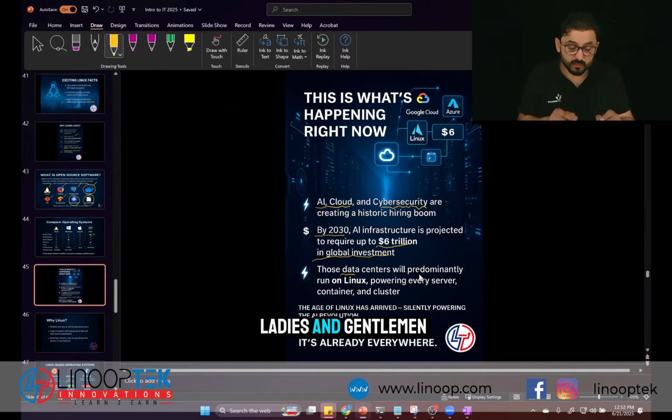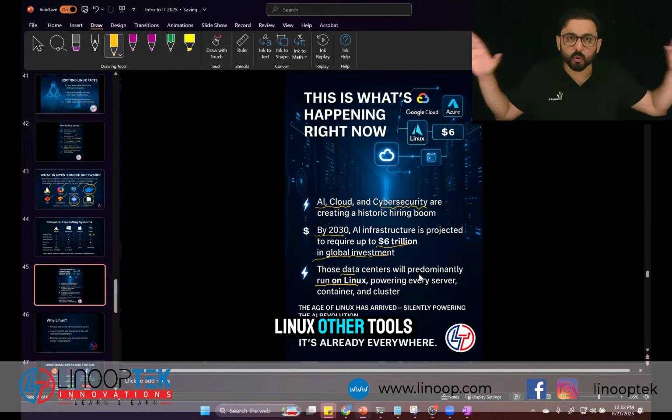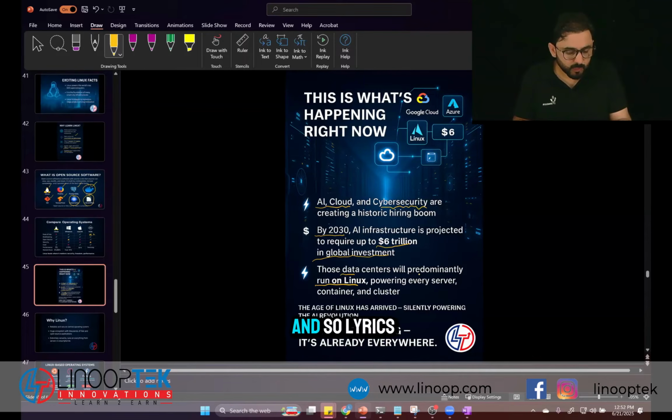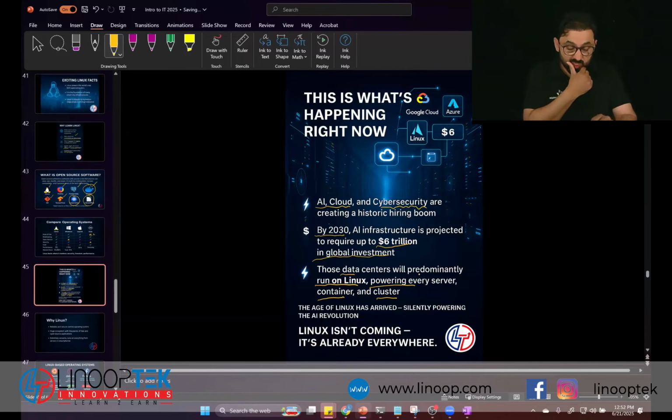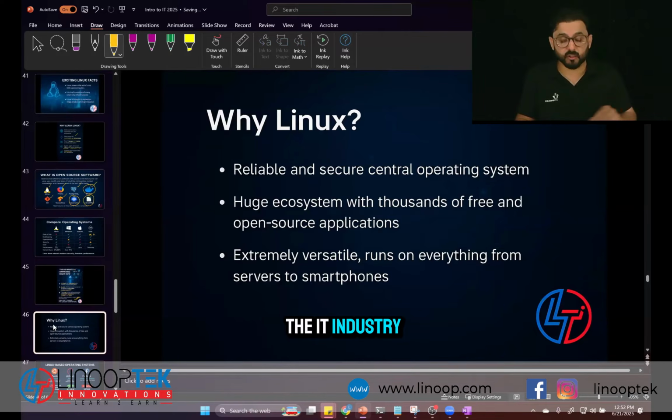So therefore, ladies and gentlemen, I want to bring your attention that learning Linux is a life-changing experience for you because it has so much market value up there. Not just Linux alone, other tools too. Linux is the base, okay? And so Linux is empowering every server, and we're going to learn about the containers and clusters, okay? So the age of Linux has arrived, silently powering the AI revolution. Linux isn't coming, it's already everywhere. That is true. It's not a surprise. If you know Linux, you're very well respected in the IT industry.